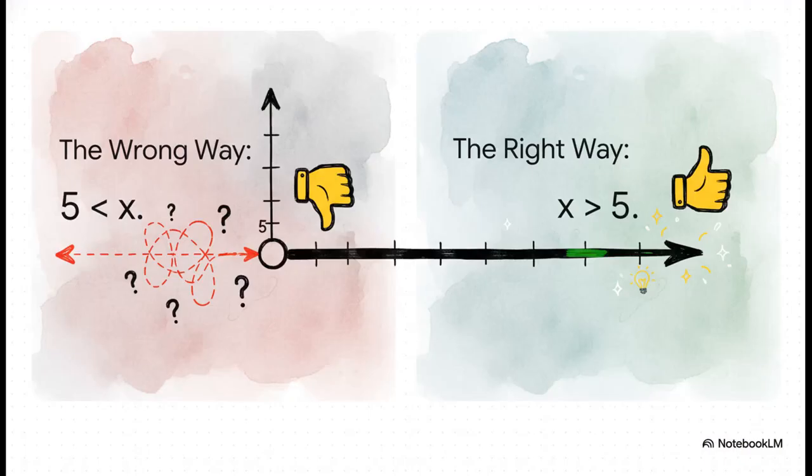Okay, this is huge. This is probably the number one mistake people make. Always, always, always write the variable first. Now you might think, well, 5 is less than x means the same thing, and you're not wrong. But look at the inequality symbol. It's pointing left, while the arrow on your graph is pointing right. That's just asking for confusion. If you always start with x, your inequality symbol will always point the same way as the arrow on the graph. It's a simple trick that saves a lot of headaches.